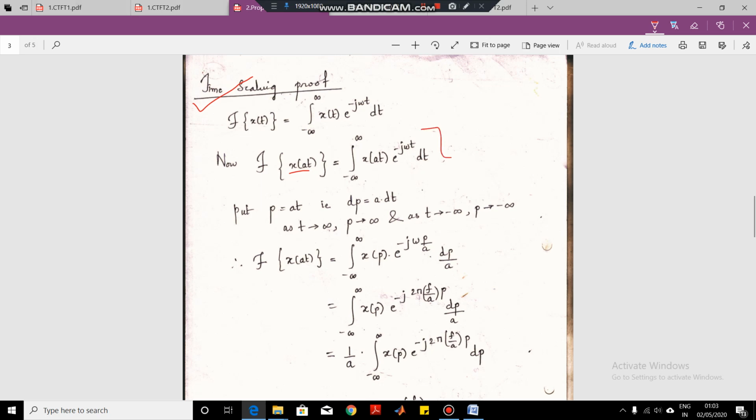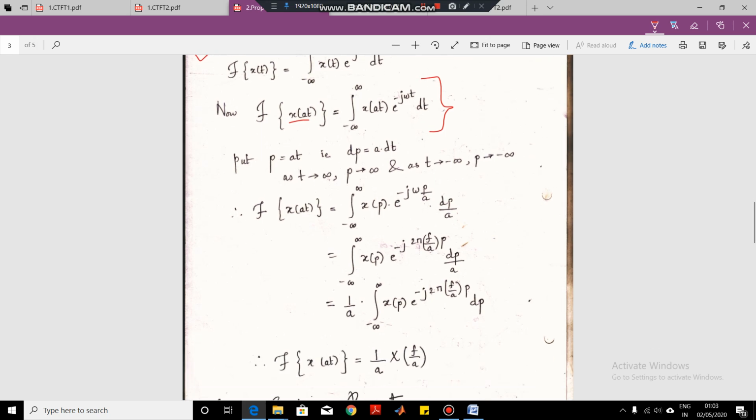So we use the equation of Fourier transform which we had seen in the previous lecture. In order to solve this integration, we use the traditional substitution. Let us put p is equal to at and now compute the limits. As t tends to infinity, p also tends to infinity, so the limits remain minus infinity to infinity. Now in place of dt, we take the derivative: dp is equal to a into dt, so instead of dt, the variable will be dp upon a. This is how, after doing the substitution, we have changed the variable from t to p.